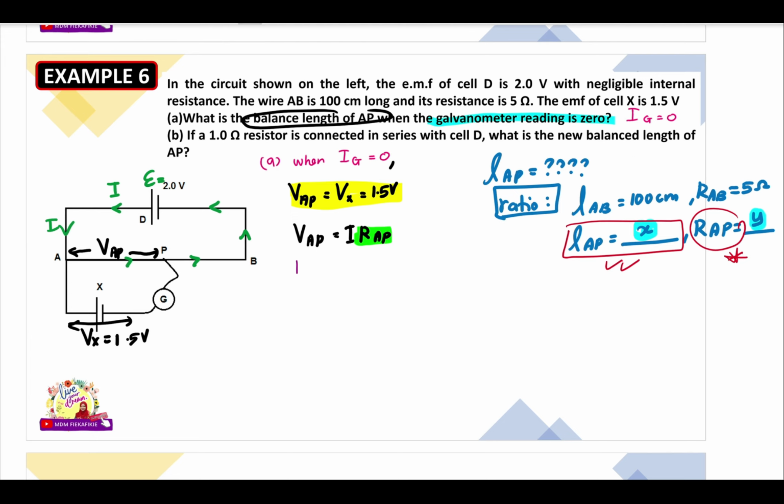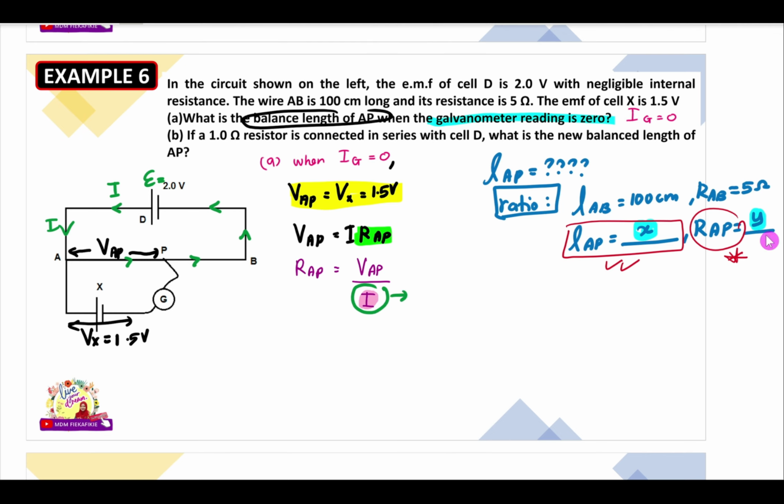So, RAP is equal to VAP dah tahu dah 1.5 volt over current. Oops, current tak tahu. So, current kita tak tahu berapa nilai dia ni kan. Berapa nilai current ni? So, kita boleh kira tak current? Yes, kita boleh kira current yang lalu pada circuit atas ini. Sebab kita tahu EMF kita ada and resistance daripada A ke B, kita dah tahu dia bagi 5 ohm. So, boleh tak kita nak cari current yang kali hijau ini? Boleh. Okay. So, saya nak cari current ini.